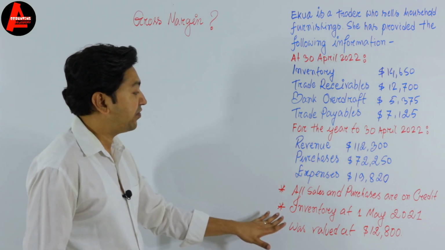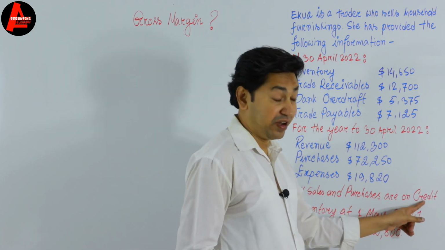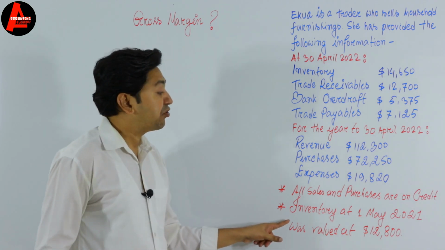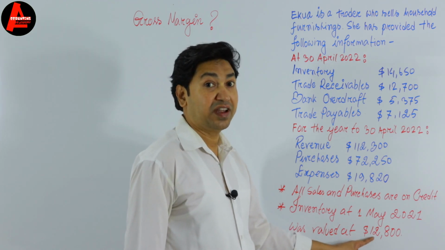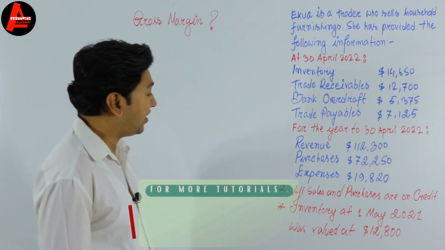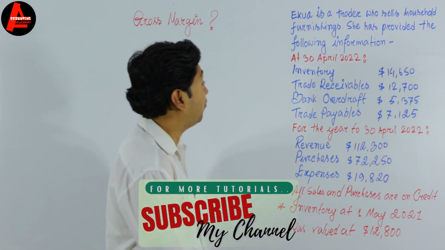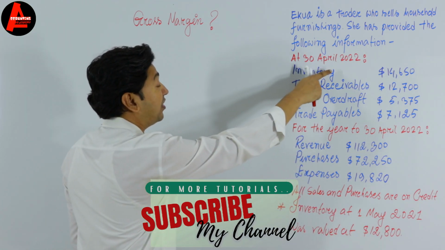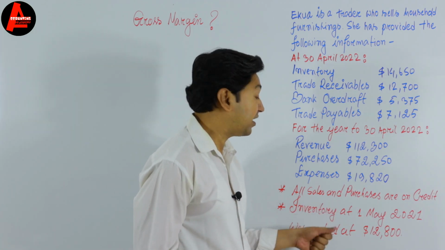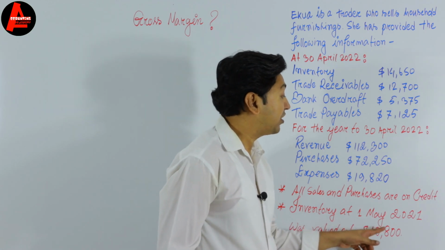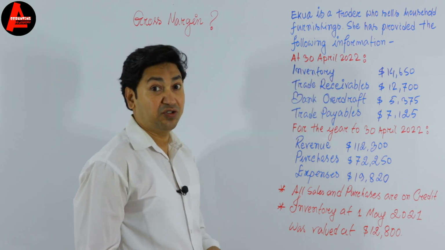Then we have here two adjustments. All sales and purchases are on credit. Number two here, inventory at 1st May 2021 was valued at $12,800. So see here, we have inventory at 1st May 2021 and here we have information for 30 April 2022. That means this is the accounting period. Business started its accounting period at 1st May 2021 and ended at 30 April 2022.